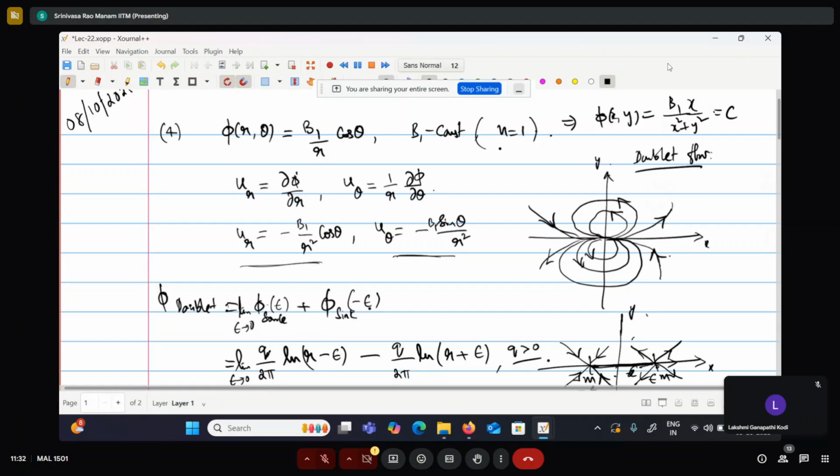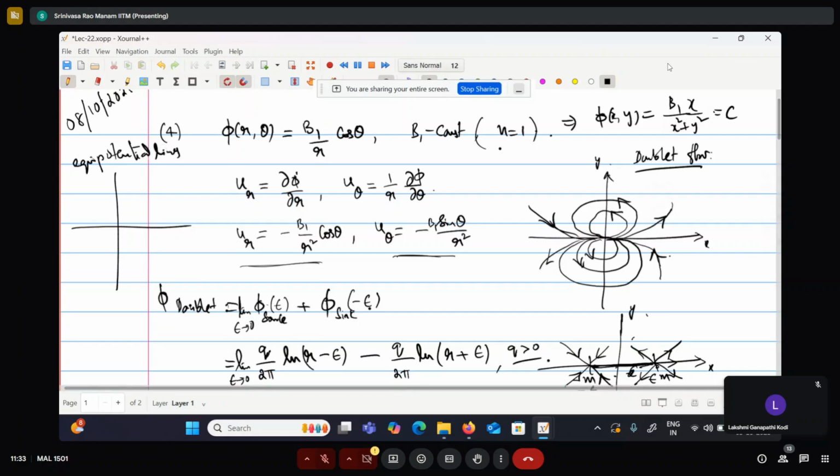What are the equipotential lines of a doublet? Where are they? If I draw, no, I'm just spoiling this one. I'm not going to save this file. Let me draw it somewhere here. So what you are drawing is equipotential lines.